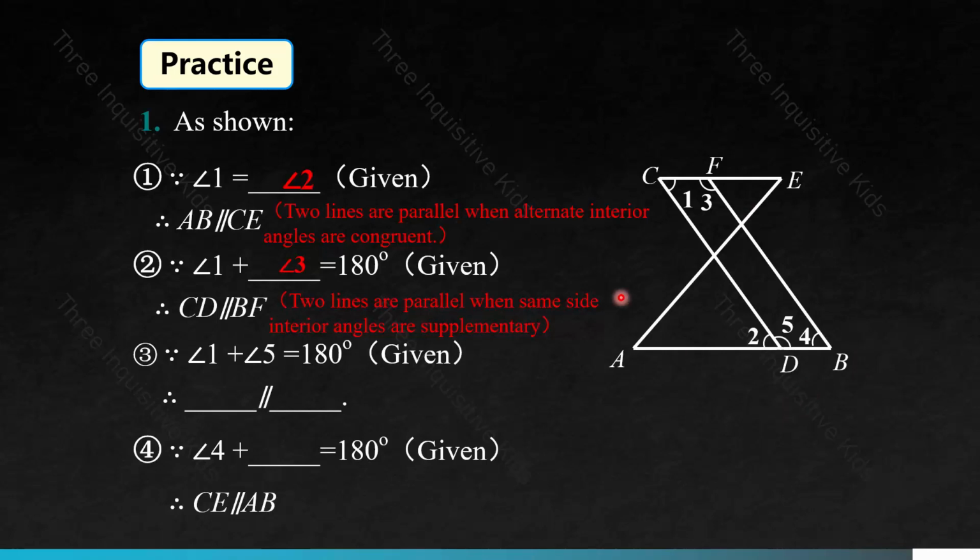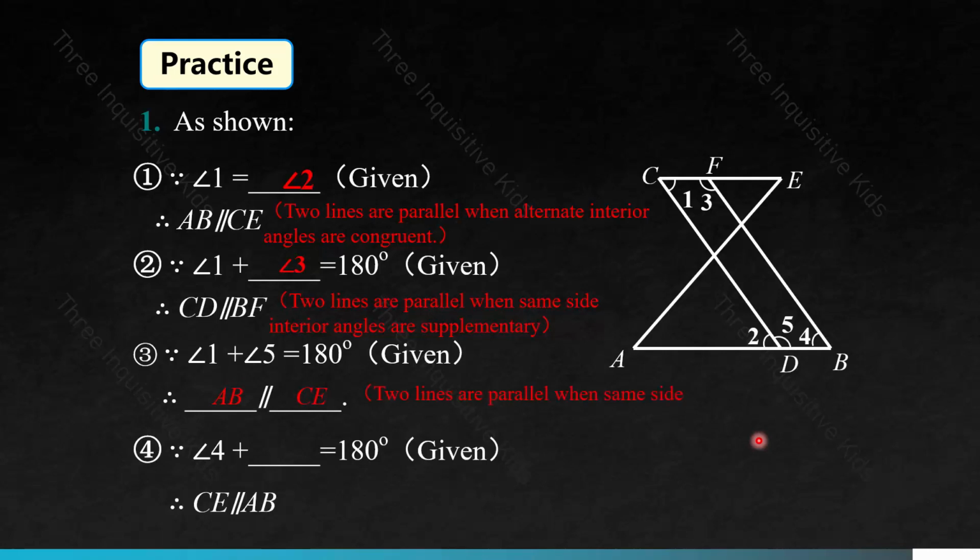If angle 1 plus angle 5 is equal to 180 degrees, that's given, then what is parallel to what? Angles 1 and 5, let's first look at their relationship. 1 and 5 are same side interior angles, and they add up to 180 degrees. So using that criterion, we know that AB is parallel to CE.